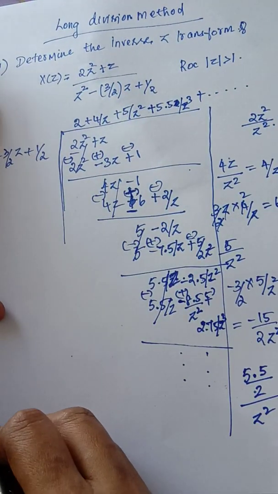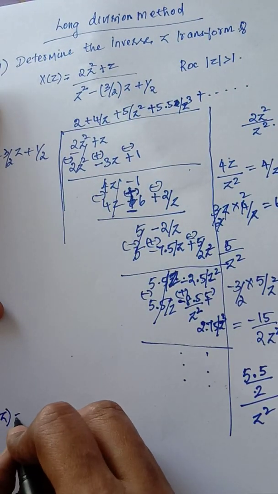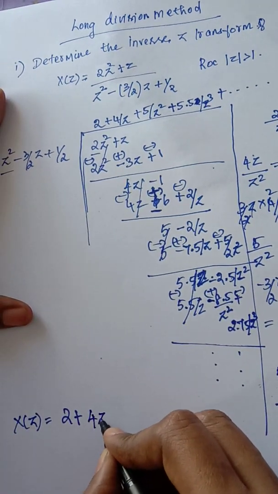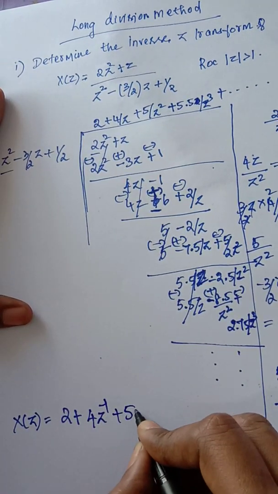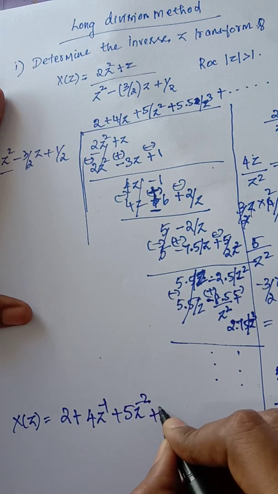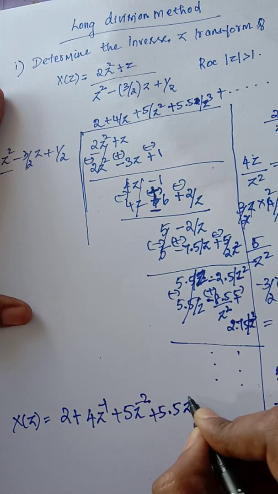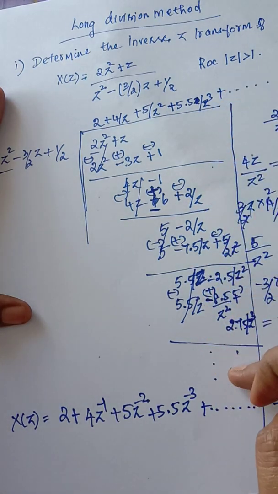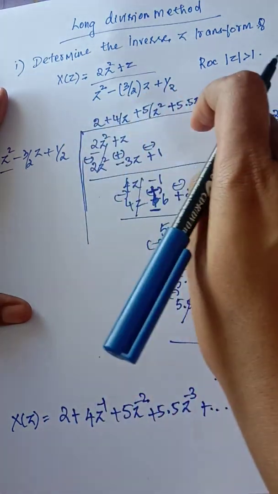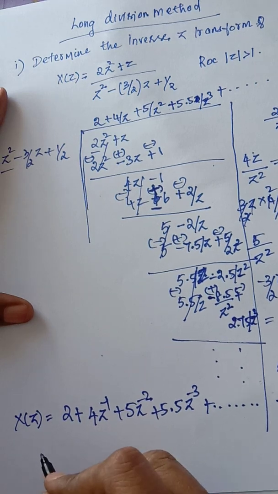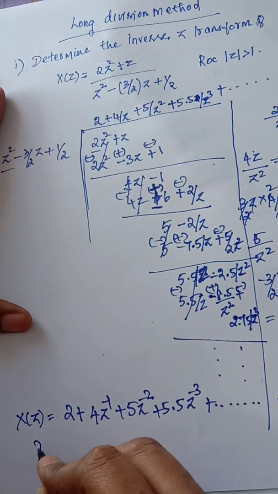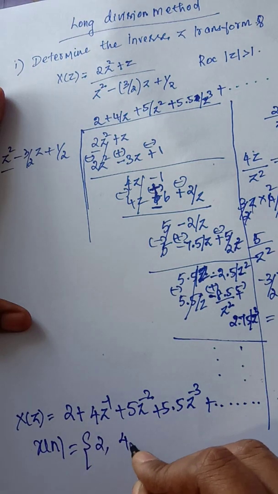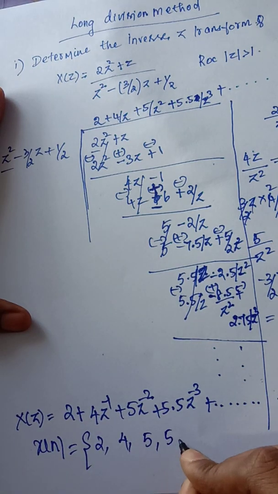So what I am getting is X of z as 2 plus, now I will write it in terms of z inverse, 4 z inverse plus 5 z power minus 2 plus 5.5 z power minus 3 plus this goes on, because I have stopped after finding only 3 terms of the sequence. So this is your X of z. Now I need to write x of n from this. So x of n is 2, 4, 5, 5.5.